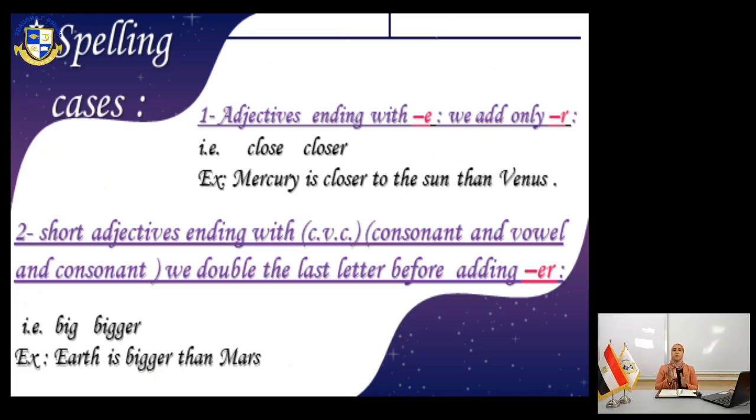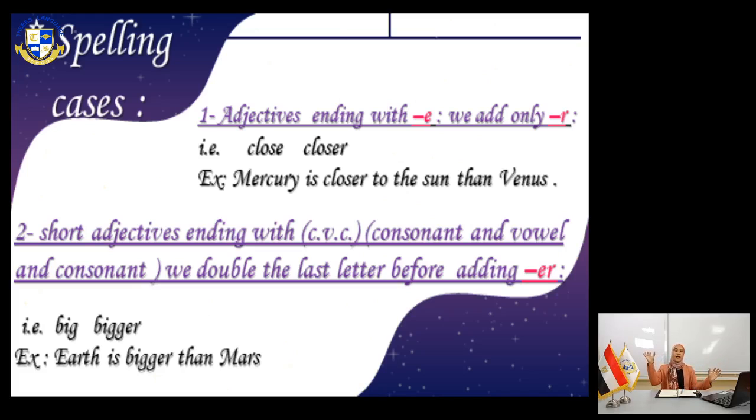I have some spelling cases I have to take care of. Adjectives ending with E, what am I going to do? I will add only R. Close, closer. Mercury is closer to the sun than Venus. Closer to, than, okay? So I have closer to the sun than Venus.